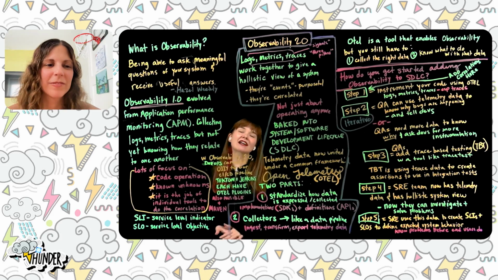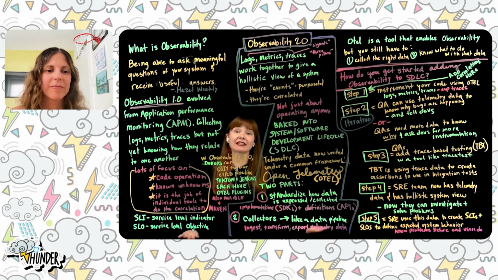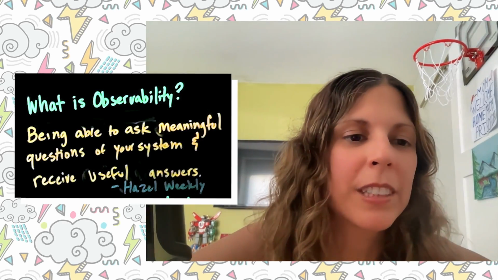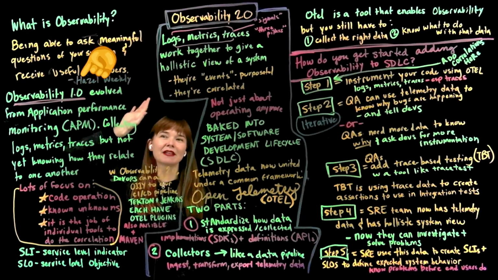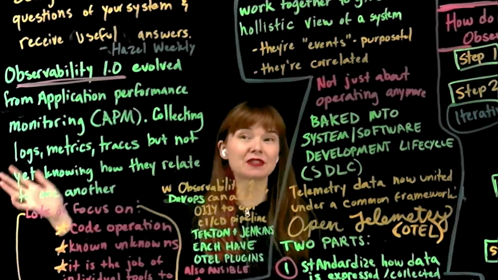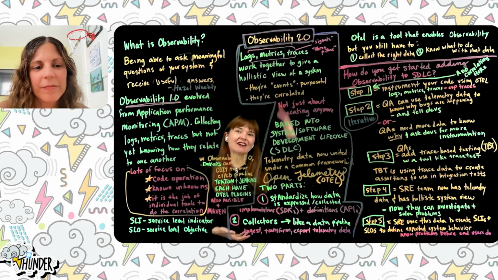Let's start by talking about what is observability, just period, regardless of 1.0 or 2.0. Yeah, what's observability? So observability is the ability to ask meaningful questions about your system and get useful answers. And so we talked about observability 1.0, so how observability used to be. So let's talk about that a little bit so we can understand how it's evolved.